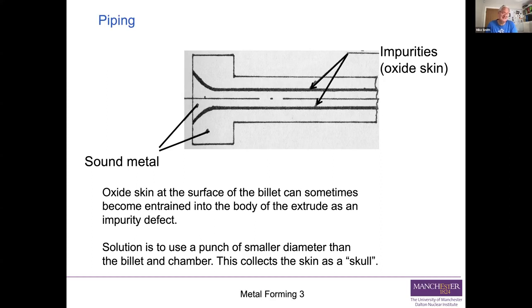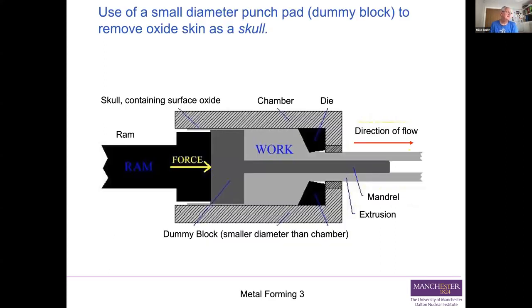And that collects the skin as something called a scull, because what it actually does is punch out the center of the billet and leave a little annulus all the way around the outside, which has got the oxide skin on it. And here's a picture of what's going on.